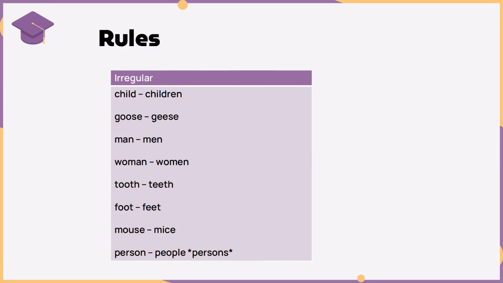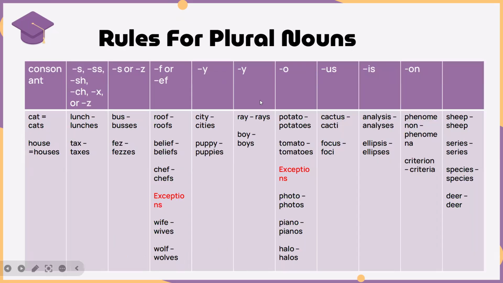Awesome. These are the rules for the plural form of the nouns in English. Awesome. We will move on with the next part of the course in a moment.